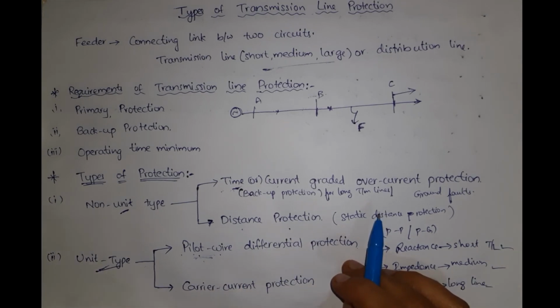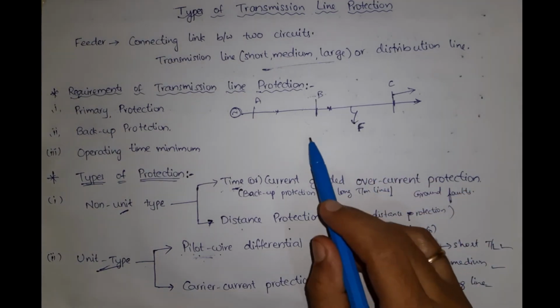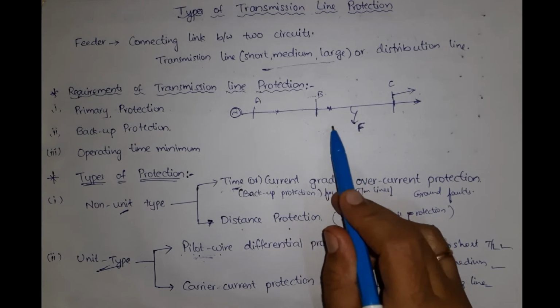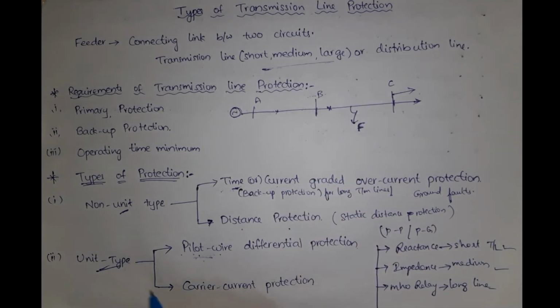Coming to carrier current protection, it is used for long lines and interconnected lines to simultaneously open the circuit breakers on both sides. When a fault occurs, if we need to open the circuit breakers on both sides, then this type of carrier current protection is used, right? Generally for 220 kV and above.